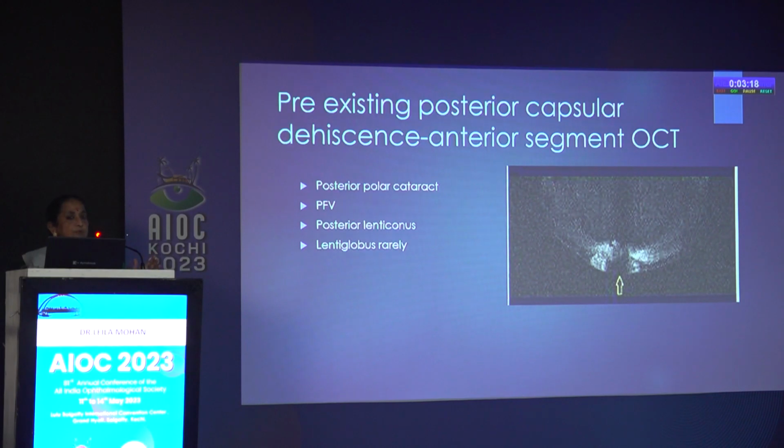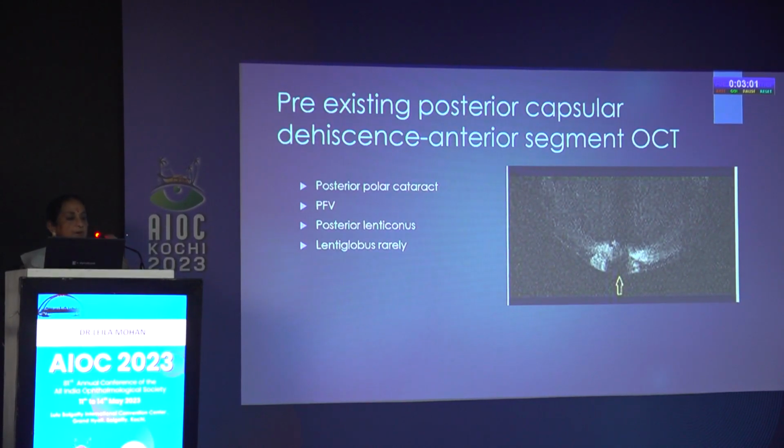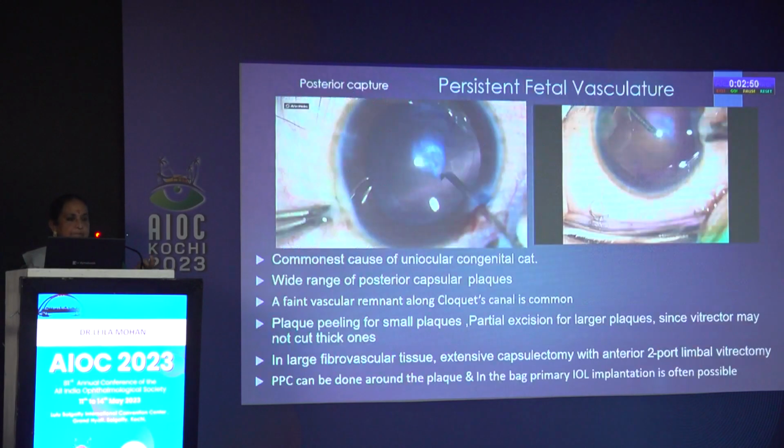So pre-existing posterior capsular dehiscence can be seen with an anterior segment OCT, which is not very easily available. The handheld anterior segment OCT machine is not very easily available, but if it is incorporated in the microscope, we can see posterior polar cataract, PHPV, posterior lenticonus and lentiglobus showing the dehiscence, when we can be prepared for a 3-piece lens instead of a single-piece lens in the bag.